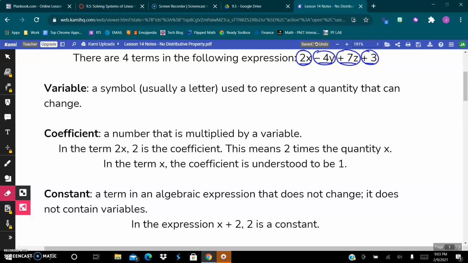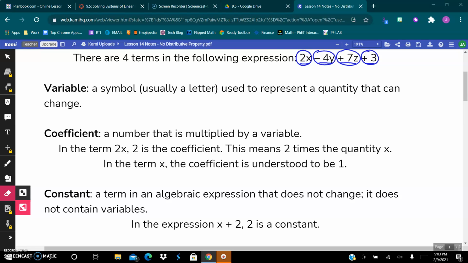Okay, a variable is a symbol, usually a letter, used to represent a quantity that can change. So we've been working with variables for quite some time now. We usually use x, y, z, m, t, h, anything like that. It can be a symbol, but we normally don't use those. We stick to the letters.